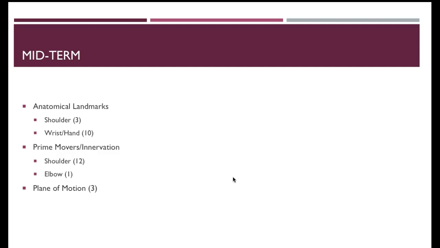A lot of the questions are regarding anatomical landmarks, prime movers, innervation, and also plane of motion. The numbers in parentheses are approximate numbers of how many questions of each of those subjects you'll find on the midterm. I can tell you that the midterm is set up just like the quizzes. So you'll have similar questions, some maybe even from the quizzes you've already taken. If you can review those, I think that'll be very helpful.